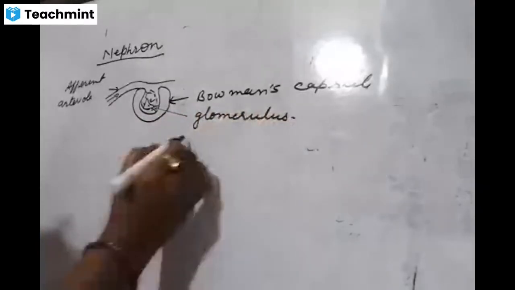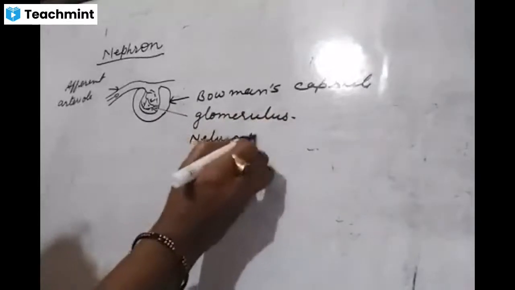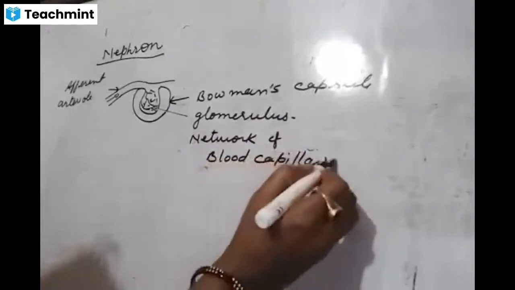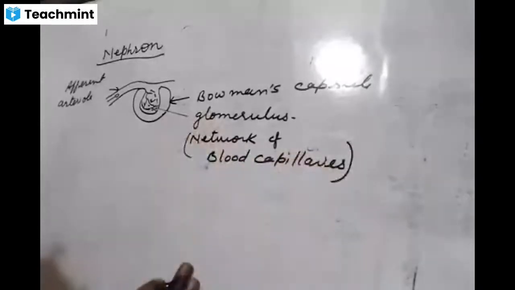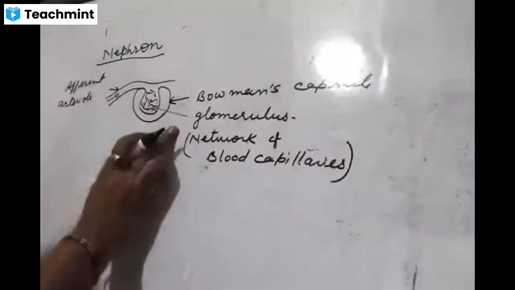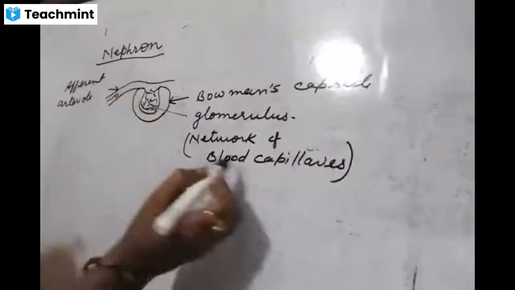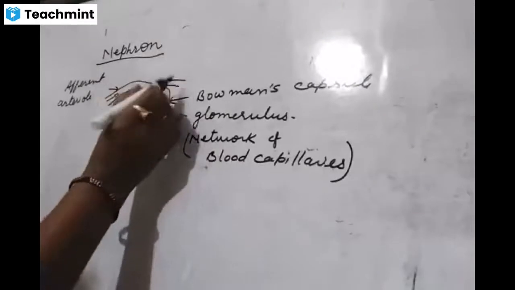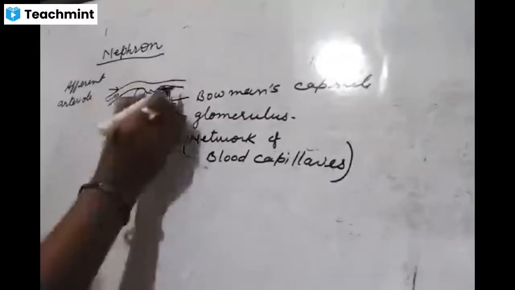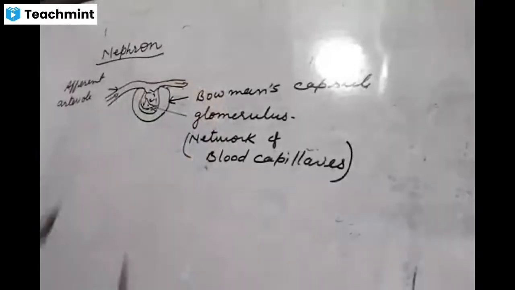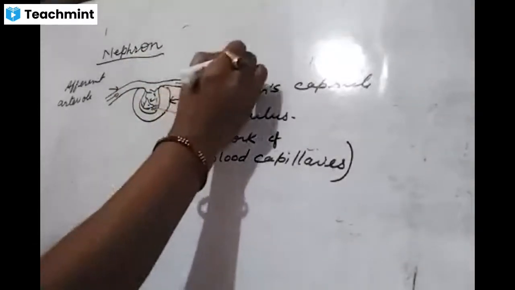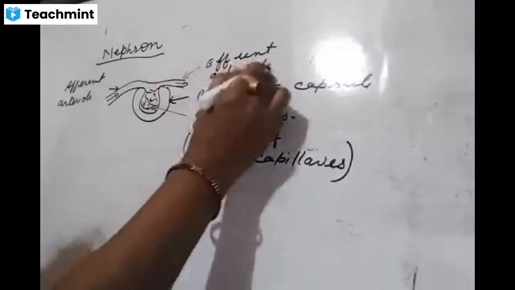Glomerulus. What is glomerulus, beta? Network of blood capillaries. नेटवर्क ऑफ ब्लड कैपिलरीज को ही क्या कहते हैं? ग्लोमेरुलस कहते हैं. So afferent arteriole brings the blood into the Bowman's capsule. In the Bowman's capsule, this forms glomerulus, and at the end, the capillaries join together and form one blood vessel again, from which blood will come out. The name of this blood vessel which takes the blood away is called efferent arteriole.